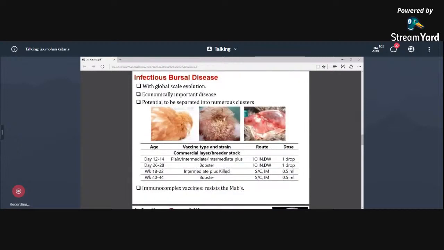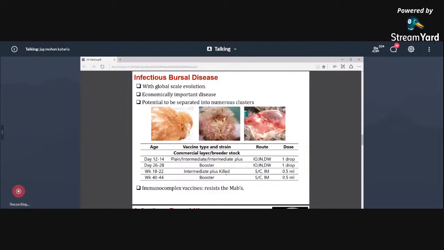Next slide. Infectious bursal disease. We also call it Gumboro disease or bursal disease. This is again a very important viral disease, and in this there will be spiking mortality. There will be a sudden peak in the mortality, and by then 70% of birds will go in 5 to 7 days. By 10, 15 days, mortality will come down.